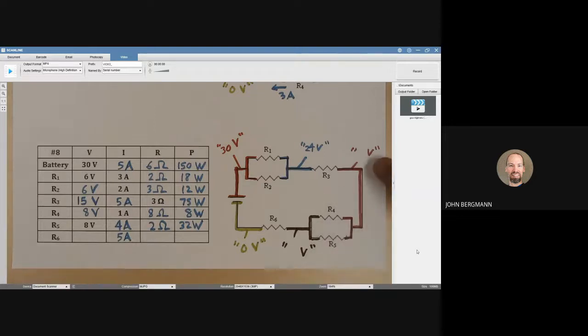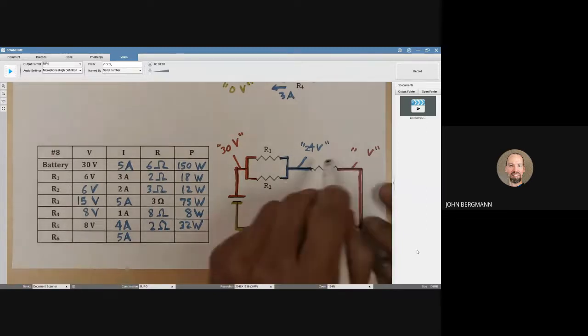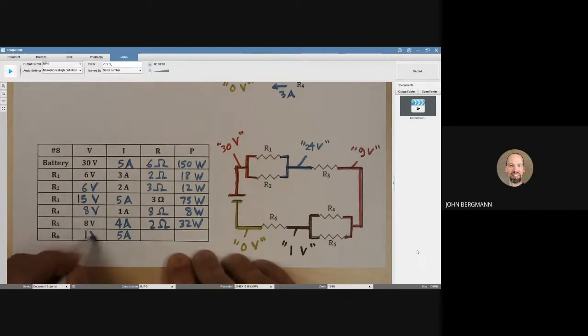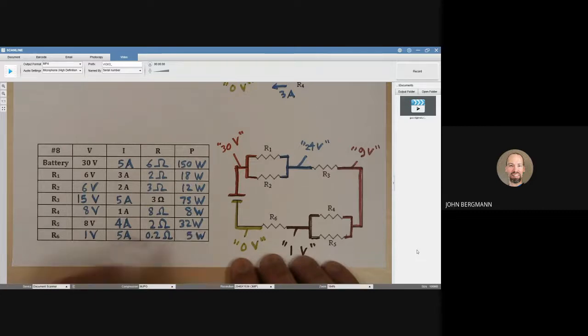All right, what's this pink voltage here? Across R3, the voltage dropped by 15. Well, it was 24. If it's dropped by 15, then that means that that's 9. And across resistors 4 and 5, it drops by 8, which means this voltage here is 1. It was 9, it's dropped by 8, so now it's 1. So that means that the voltage drop across resistor 6 is 1 volt, and therefore the resistance of R6, it's not a very big resistance, 0.2 ohms, 5 watts.